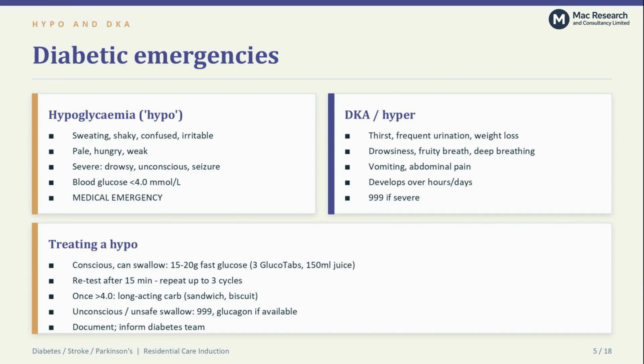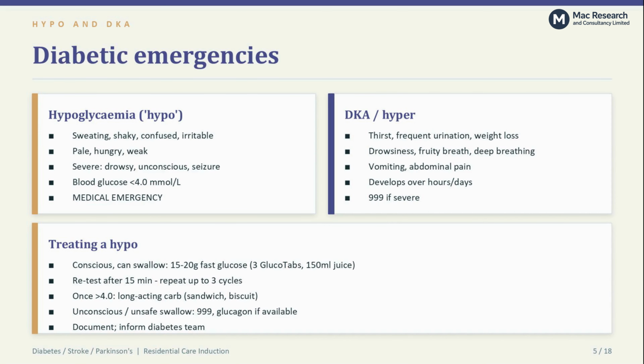Document times and treatments and inform the diabetes team or GP, particularly if the hypo was severe or there is a recent pattern. If the resident is unconscious or cannot swallow safely, do not put glucose in their mouth. Aspiration risk. Call 999. Glucagon kits are sometimes prescribed for emergency intramuscular use. If you are trained and one is available, use it as trained.